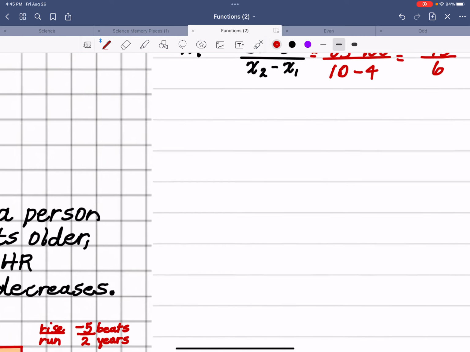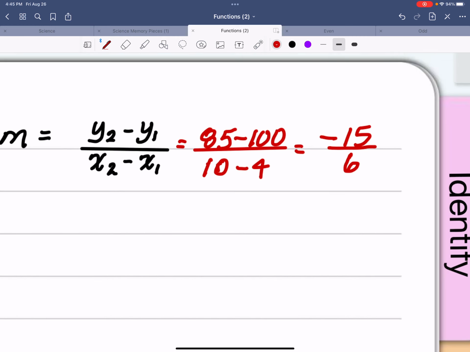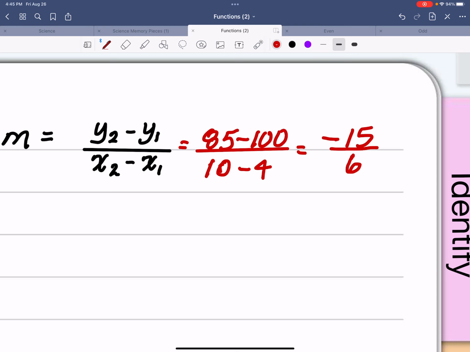That can be simplified a little bit by 3. 3 into 15 is 5. It would be negative. 3 into 6, this is my reduction factor. 3 into 6 is 2. So slope is negative 5 halves. Where have you seen that before lately?